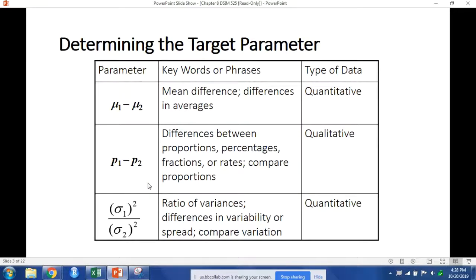We can examine differences in several parameters, just like doing the single sample hypothesis test. We can look at a difference of means, a difference of proportions, or a ratio of variances. In the future, when we get to analysis of variance, this is going to be very important, but that's in another couple weeks.